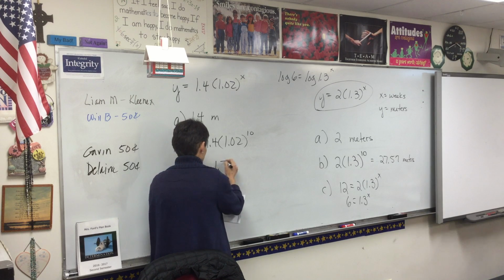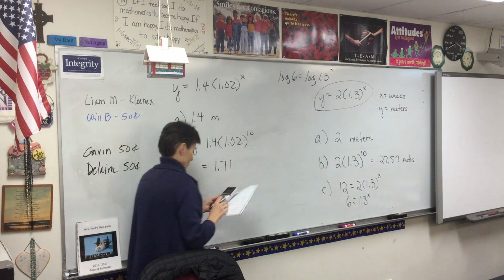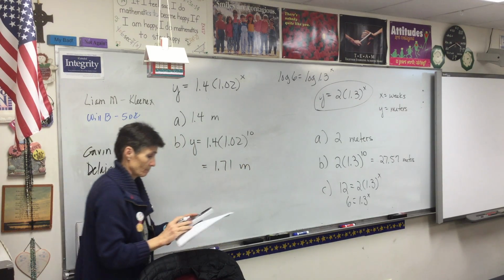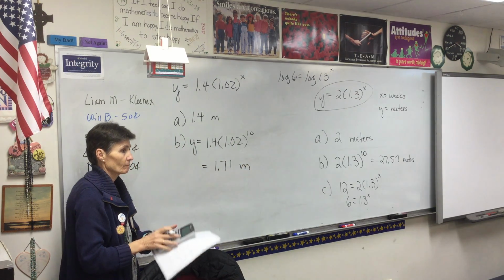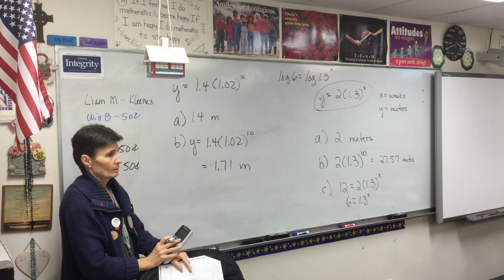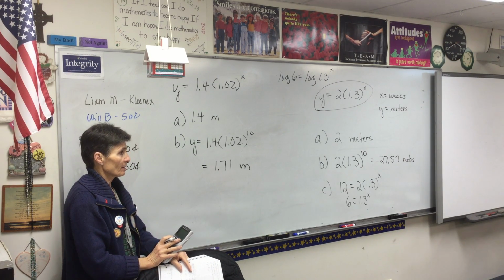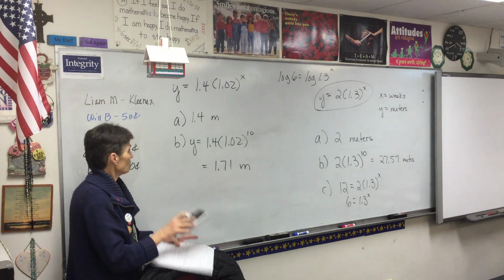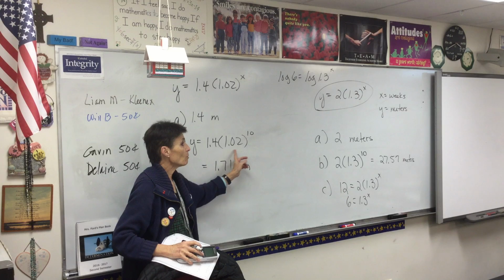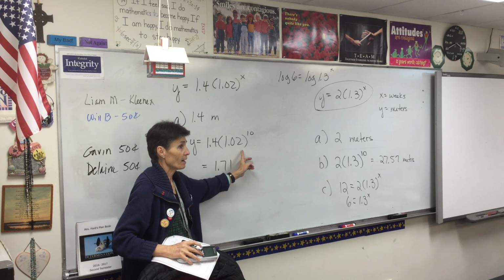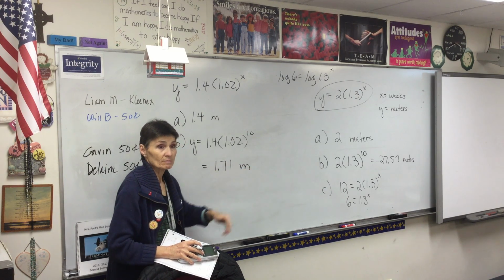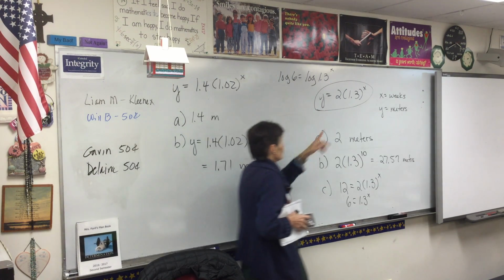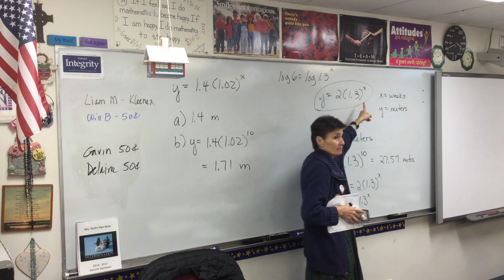Did you get 1.71 meters? That doesn't seem like very much. Does that sort of make sense though? What does this number tell us? We're growing, but we're only growing by 2%, so we're not growing very fast. This guy is growing by 30%.